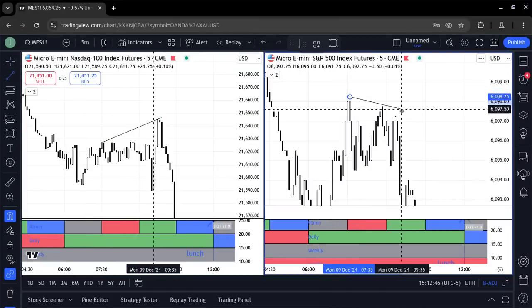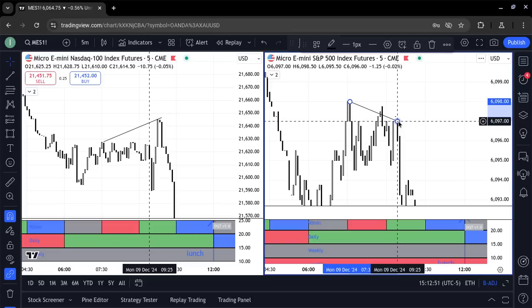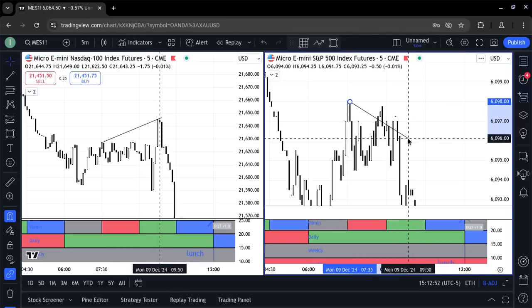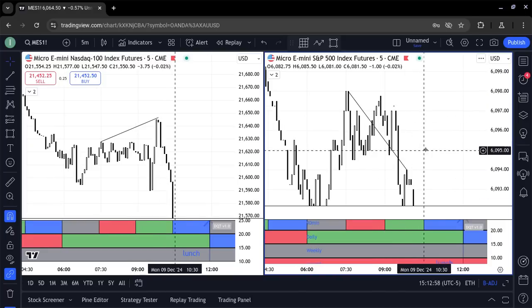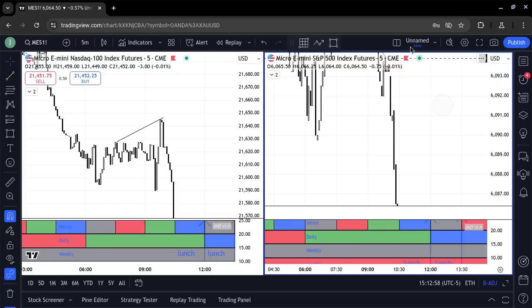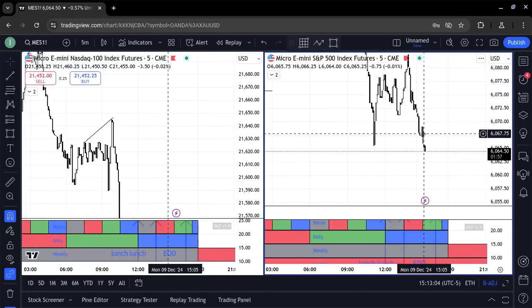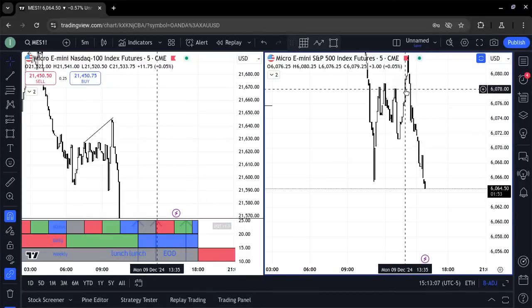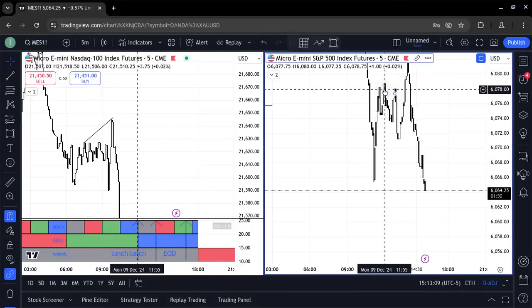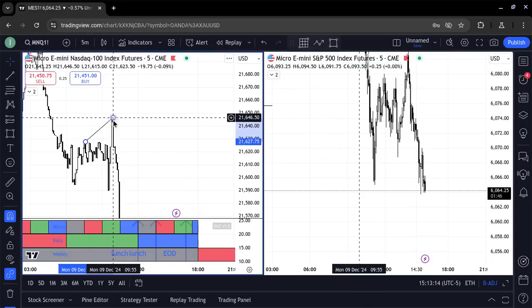Right here, even this low actually was formed here. So this is crazy actually. And then you can see the delivery of price, and it's still delivering lower. It's not stopping. So I hope you understood the whole idea of me telling you that there will be a revised way of looking at the charts.